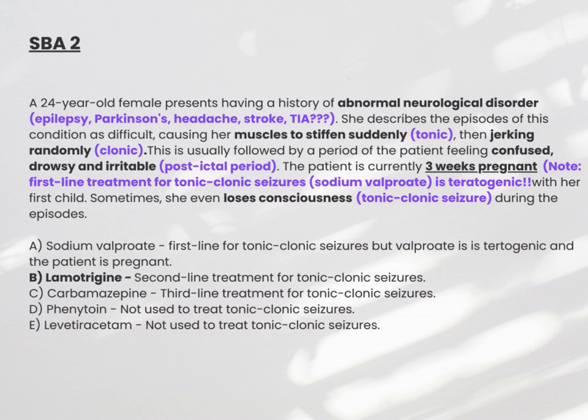This question is suggesting tonic-clonic seizures because the patient's muscles stiffen suddenly and then there are random jerking movements. She's also got a post-ictal period where she's quite confused, drowsy, and irritable. And usually we give sodium valproate as first line for a tonic-clonic seizure. However, this patient is pregnant. We know that valproate is teratogenic, so we don't want to give her that. And therefore, second line is usually lamotrigine. We can also give carbamazepine, but that's more of a third line drug. If valproate is contraindicated, for example, if the patient's pregnant, we want to then give the second line drug, which is lamotrigine.